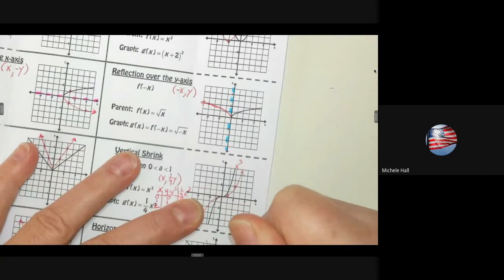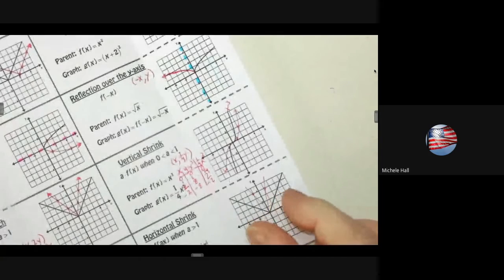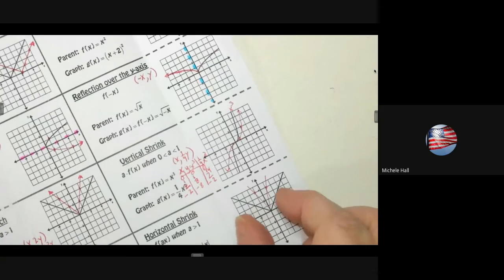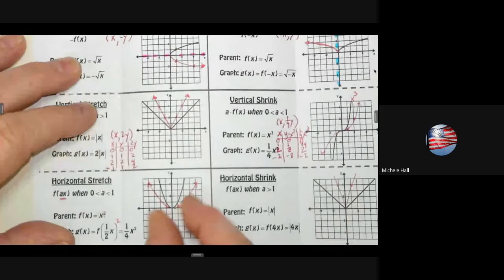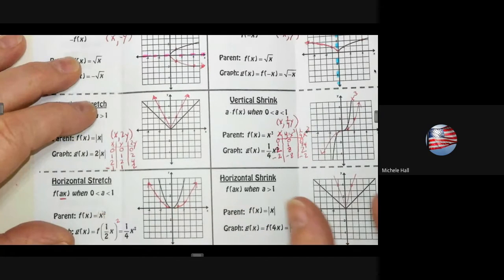And so we can see here that we've had a horizontal shrink. Horizontal is going this way, and it has shrunk. So we have a horizontal stretch and a horizontal shrink.